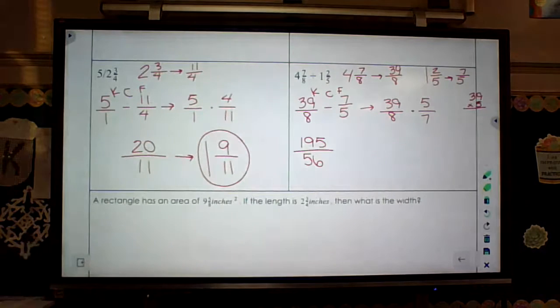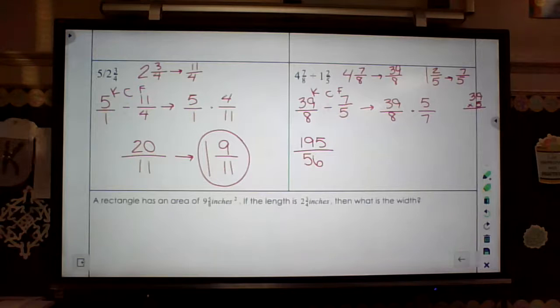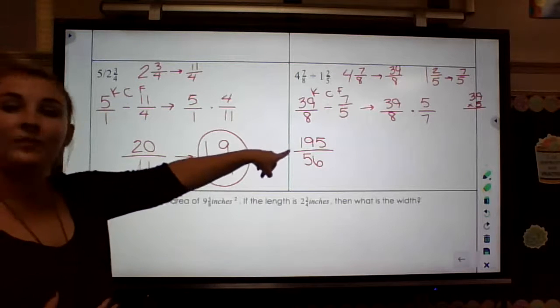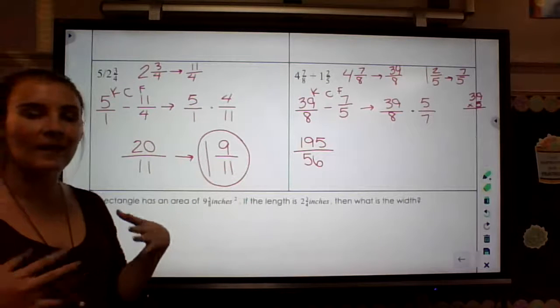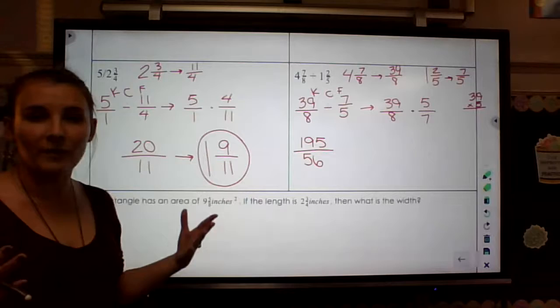And now we have another improper fraction that we need to simplify. I'm dealing with big numbers, tough numbers. When you're doing that, I would try and estimate or round those to something easier to work with. So 195 is really, really close to 200. And 56 is right in the middle of 50 and 60. I think 50 is easier to do mental math with.